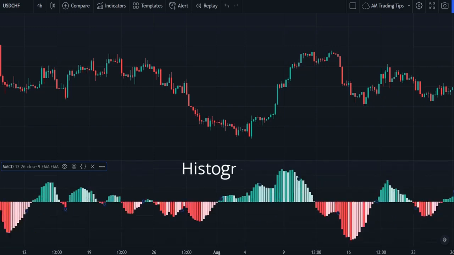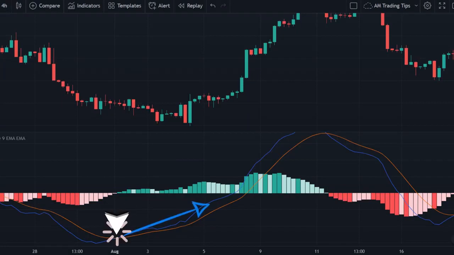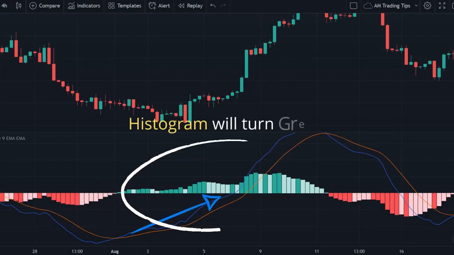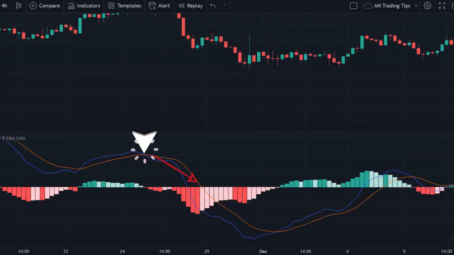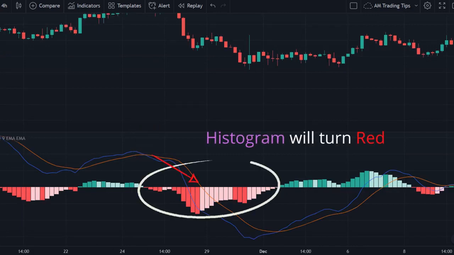Next we have the histogram, which represents the difference between the MACD line and the signal line. For example, if the MACD line crosses above the signal line, the histogram will turn green, and if it crosses below, the histogram will turn red.